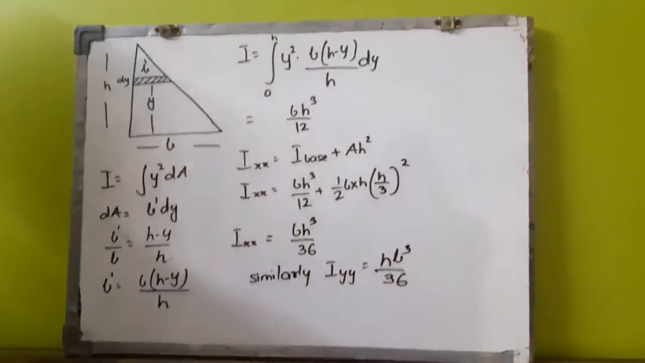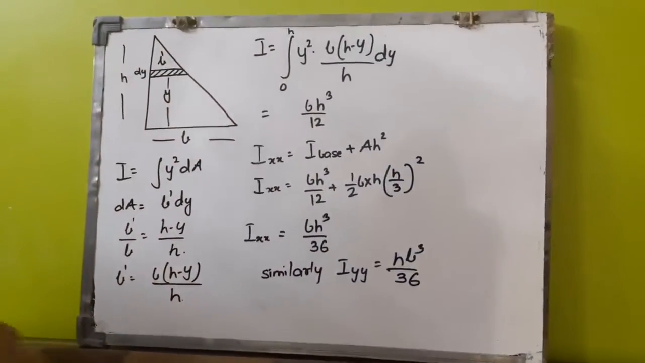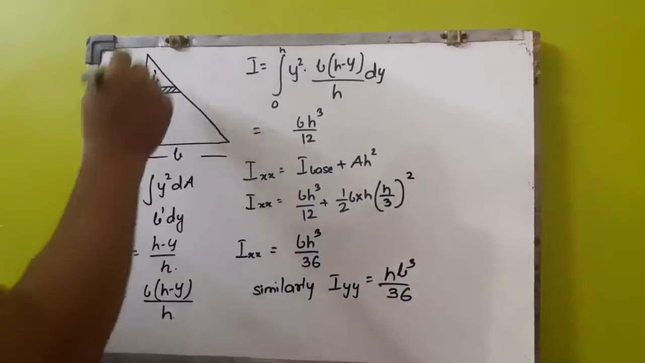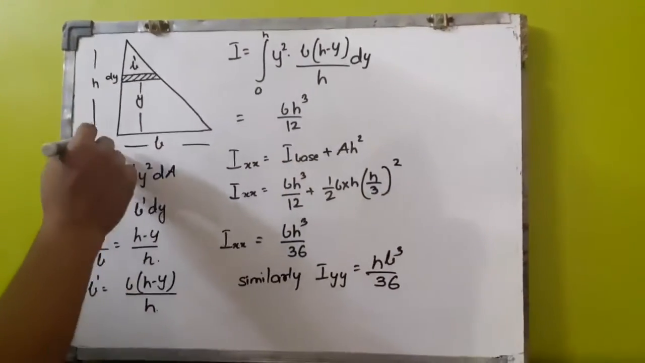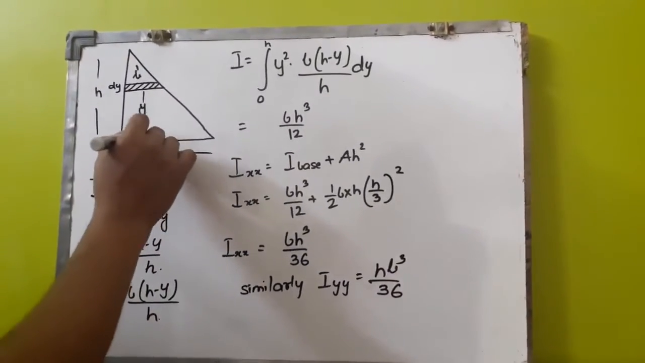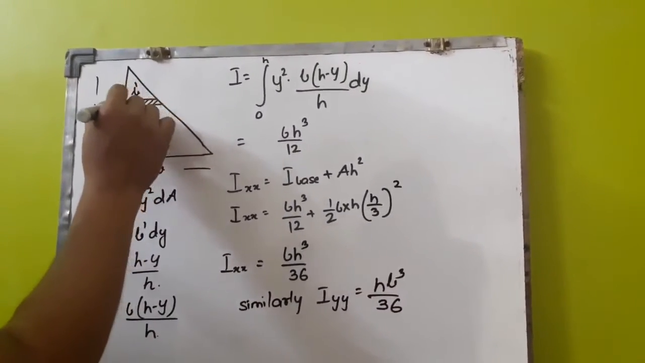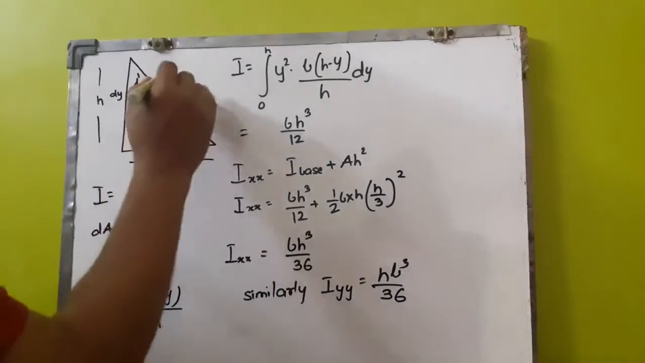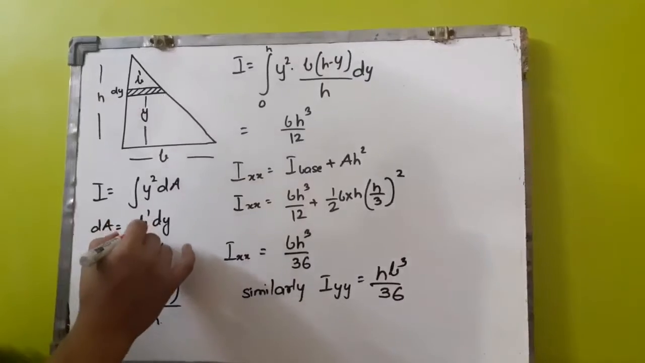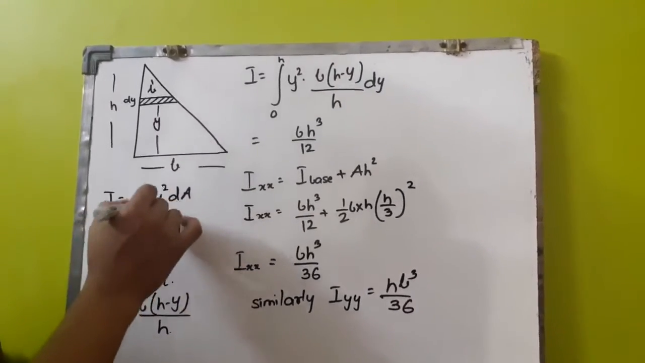So now let us find out the second moment of area of a triangular body, a right angle triangle. So this is a right angle triangle. We have dimensions b and h. From the base, let us take a distance y. Let us take an element having a thickness dy. So the instantaneous area is b dash dy. I is given by integral y square dA.